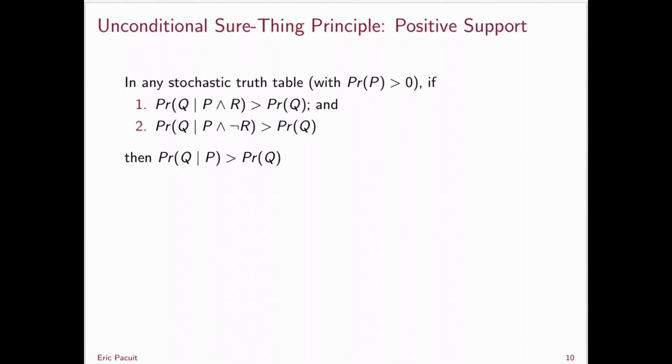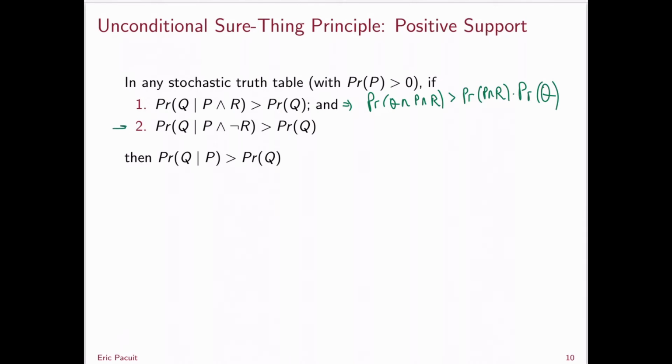So let's see why this holds. Let's fix an arbitrary truth table. So consider any possible truth table where, of course, the probability of P is greater than 0, so these conditional probabilities are well defined. Now, let's suppose that the probability of Q given P and R is greater than the probability of Q. Now that's going to mean that the probability of Q and P and R is greater than the probability of P and R times the probability of Q.